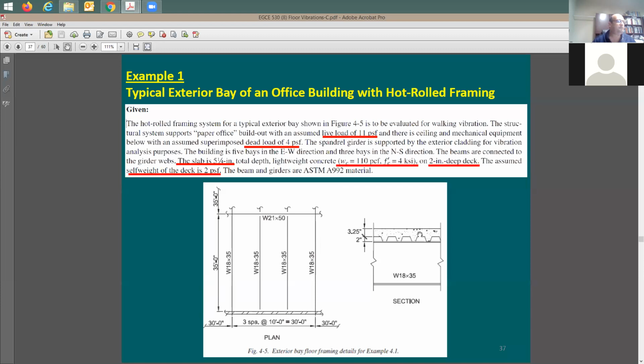Okay. The spacing is going to be 30 feet. This is going to be for the column, which means the span here of the girder is going to be 30 feet. The span of the beam is going to be 35 feet. And here it is, 2 plus 3 1/4, you have 5 1/4 sitting on W18 by 35.